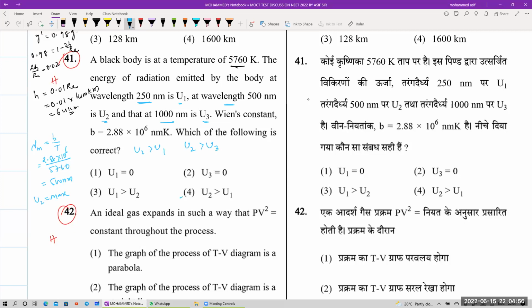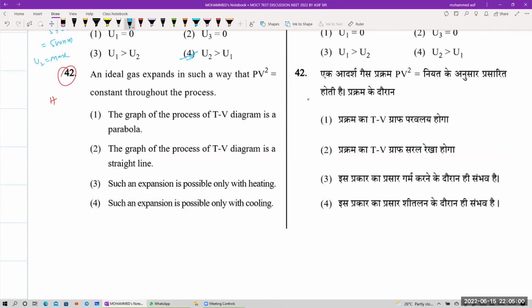So fourth option. 42. An ideal gas expands in such a way that PV square is equal to constant throughout the process. The TV graph is a parabola. The TV graph is a straight line. Such an expansion is possible only while heating. Such an expansion is possible only with cooling. देखो यहाँ पर इक्वेशन क्या दे रखा है? PV square is equal to your constant.